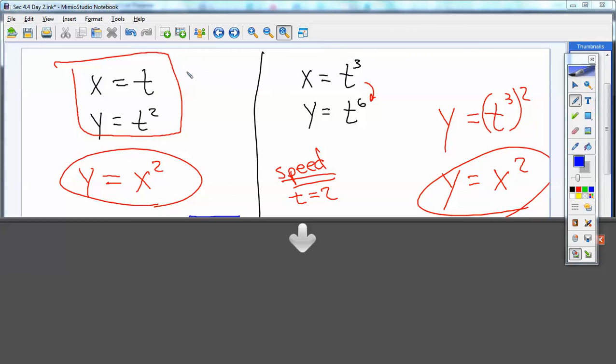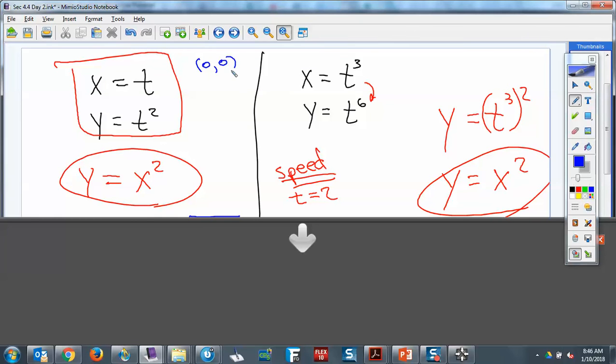So this one's at 0, 0 at time 0, and then it's at 1, 1 at time 1. So is this one. But at half a second, where's this one? 0.5, 0.25. So it's gone up a quarter. So for half a second, it's gone up a quarter. Okay? This over a half and up a quarter.